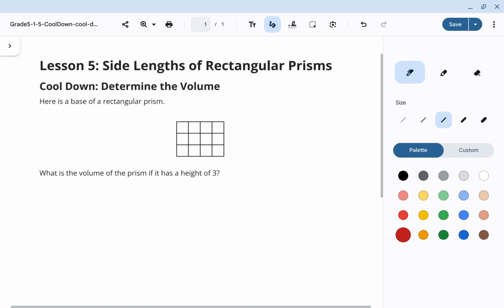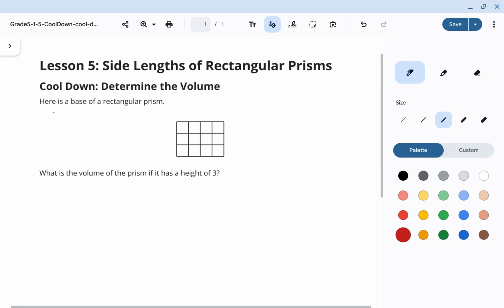Good morning, mathematicians. We are looking at lesson 5. We are thinking about side lengths of rectangular prisms in order to determine an overall volume. So we're given two pieces of information in this cool down, and they're kind of reported separately.